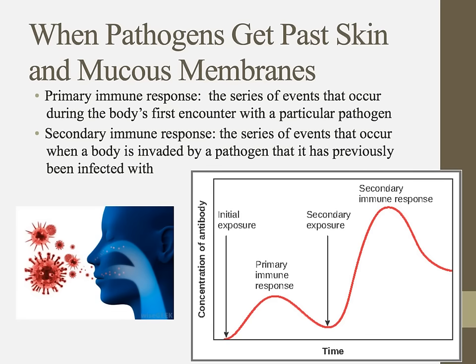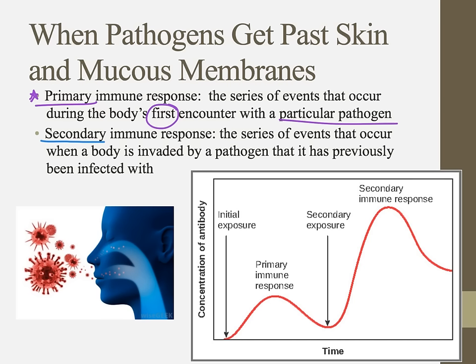Okay, now let's say your skin and mucous membranes have failed you. The pathogen is in your bloodstream, okay? The clotting didn't help you, or maybe it didn't come in through a clot. Maybe it came in through your lungs or something like that. When you are infected with a pathogen, you are going to incur what's called a primary immune response. So this is a series of events that's going to occur during the body's first encounter with a particular pathogen. So whenever you meet a certain pathogen for the very first time, we're going to have a primary immune response.